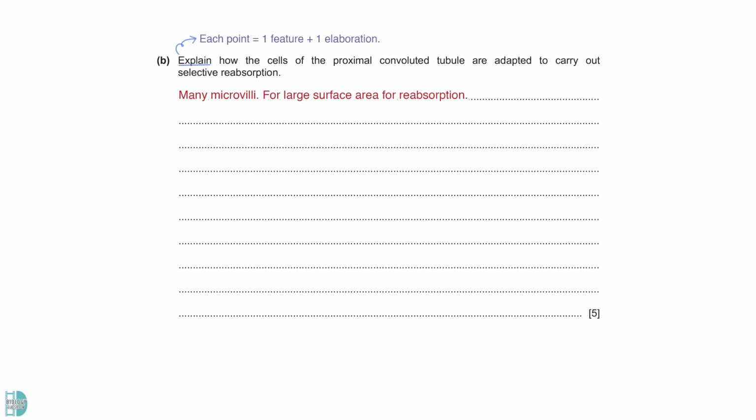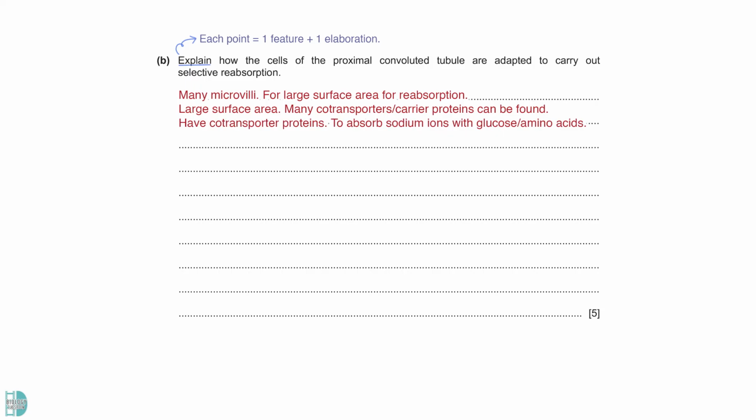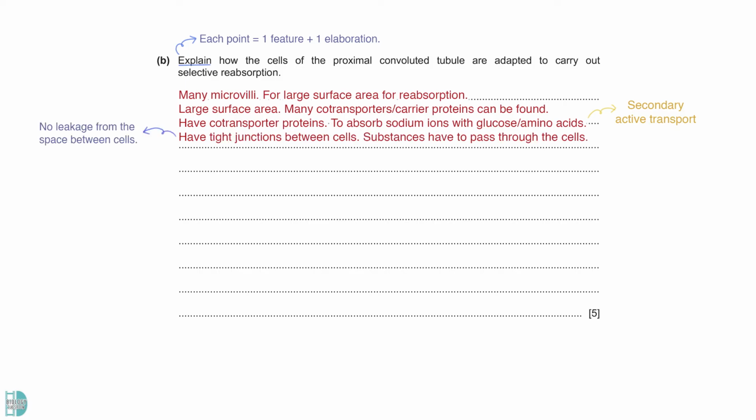This also means many co-transporters or carrier proteins can be found on the cell surface membrane. Co-transporter proteins can be used as an answer itself. Their presence allowed the secondary active transport of glucose and amino acids into the cell. There are tight junctions between cells, so substances must pass through the cell as there will be no leakage.